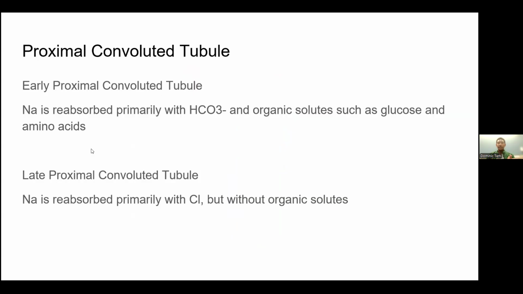In the late proximal convoluted tubule, sodium is reabsorbed primarily with chloride, but without organic solutes. But despite these differences between the early proximal and late proximal convoluted tubule, several statements can be made to describe the proximal tubule as a whole. The entire proximal tubule reabsorbs 67% of the filtered sodium. The entire proximal tubule also reabsorbs about 67% of the filtered water.